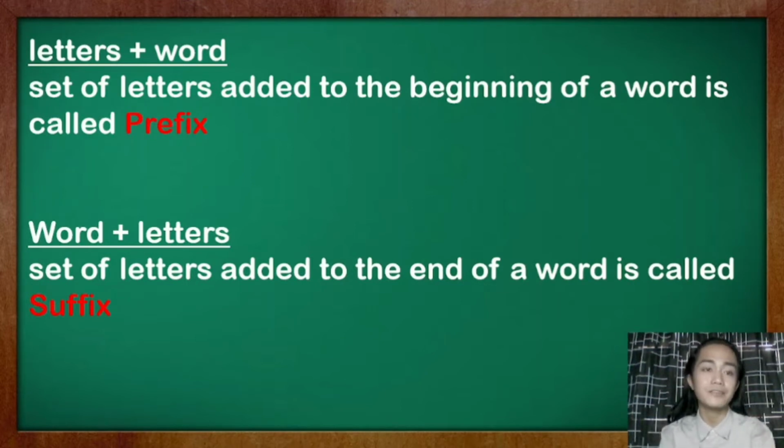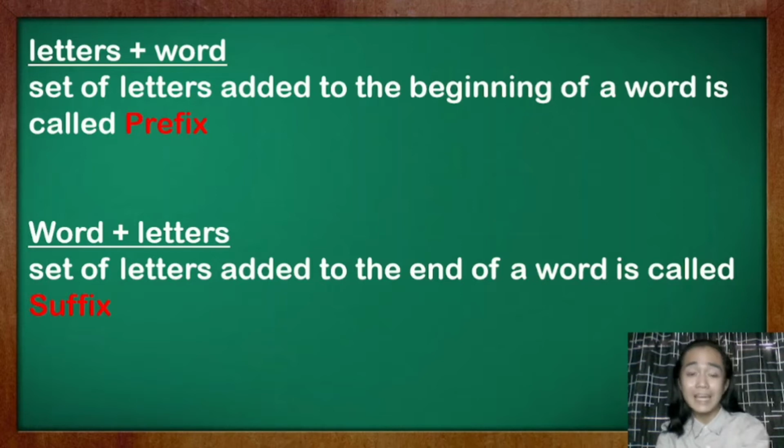Okay, look at this one. We have the two parts in affixes. Letters plus word. Set of letters added to the beginning of a word is called prefix. Okay, so tinatawag nating prefix yung mga nilalagay nating letters sa unang word. And then dito naman word plus letters. Set of letters added to the end of a word is called suffix. Ito naman at the end of the word, tinatawag yung suffix.